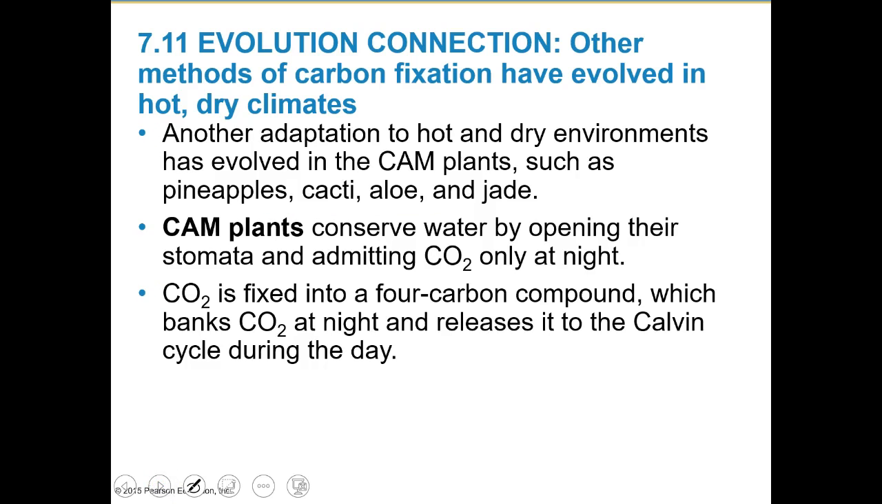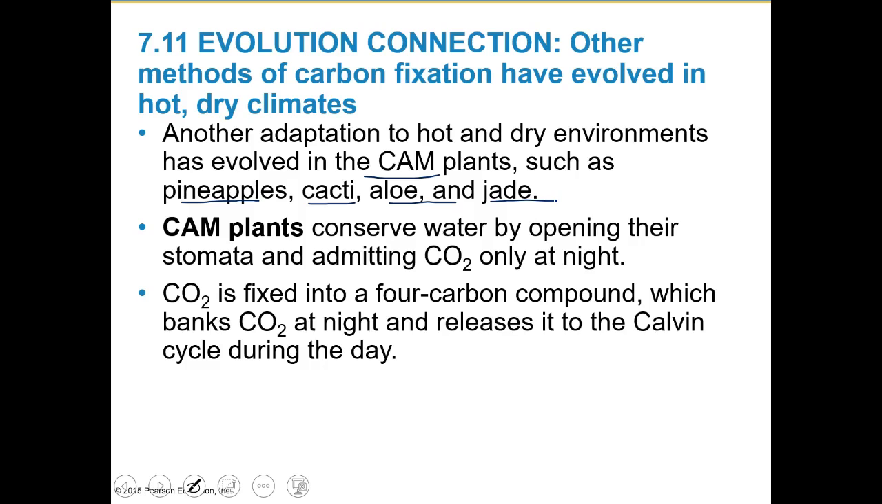Another adaptation in hot and dry environments is called CAM, and that happens in pineapples, cacti, aloe, and jade. CAM plants conserve water by opening their stomata and taking in CO2 at night. So they do a day and night thing. One of those processes occurs in the day, and one of them occurs at night.